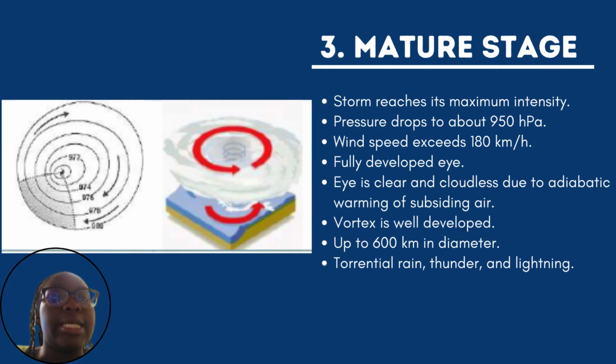The vortex is now well developed, as you can see in that image on the right, where it's just swirling very quickly, and that's up as wide as 600 kilometers in diameter, and you will have things like torrential rain, thunder, and lightning. So you can imagine the devastation that a storm like this will cause, right?